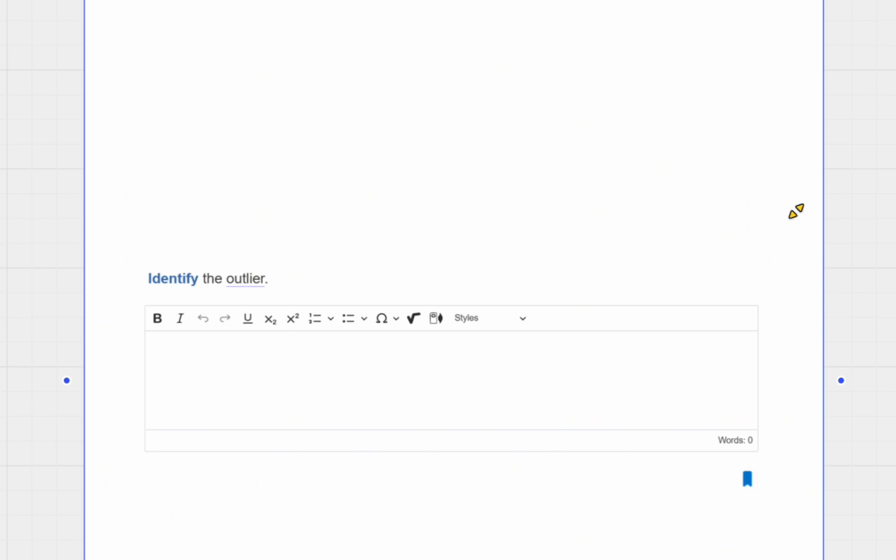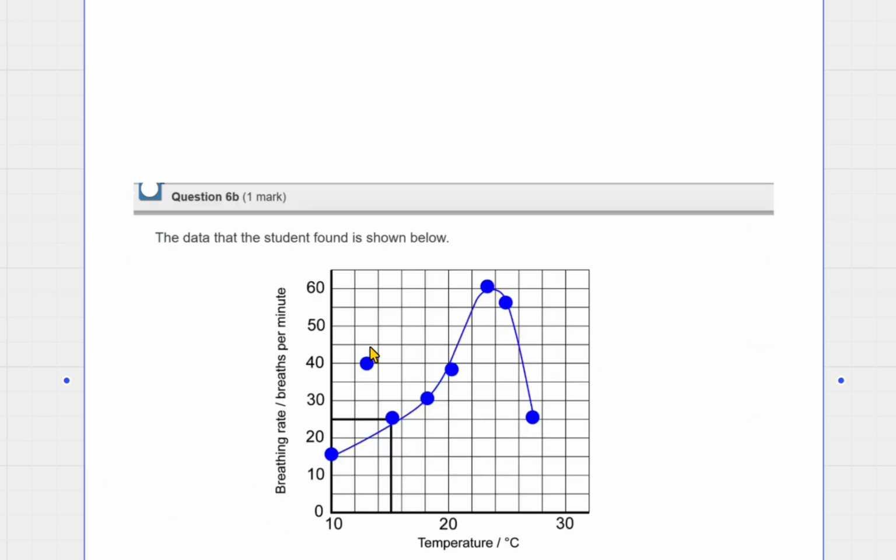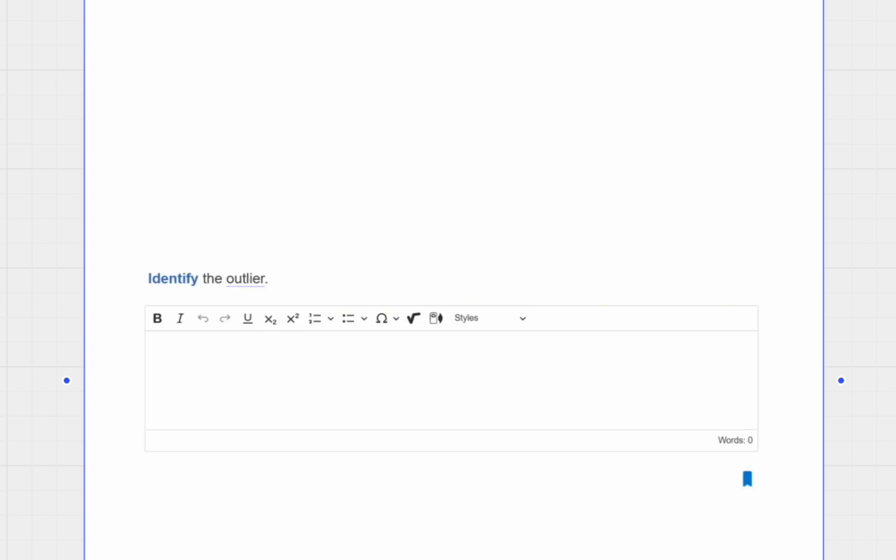So the outlier is just going to be this point right here, because all of these are closely packed together and they show a trend, but over here when you look at this, it's completely out. It's not even a part of the trend, so it's an anomaly. So this is going to be our outlier, so we're just gonna write that down.